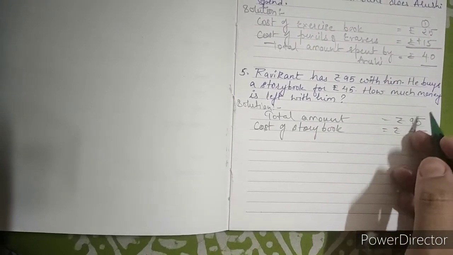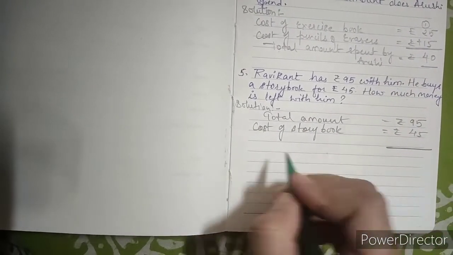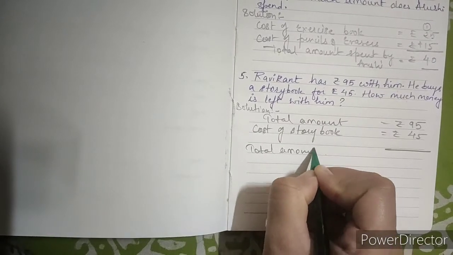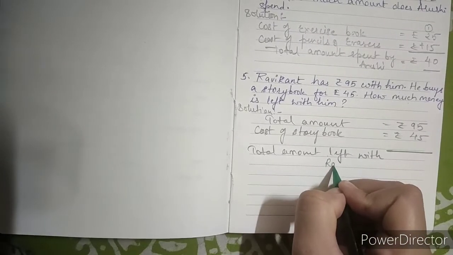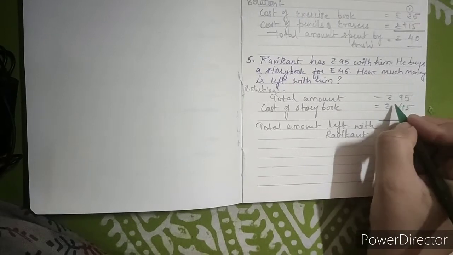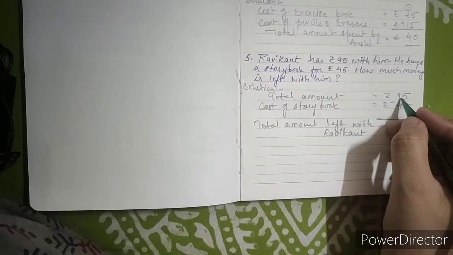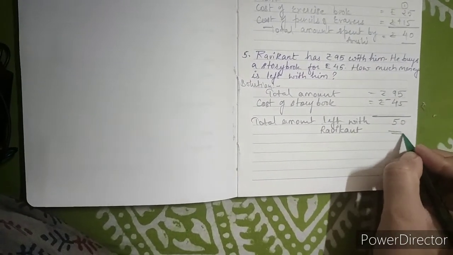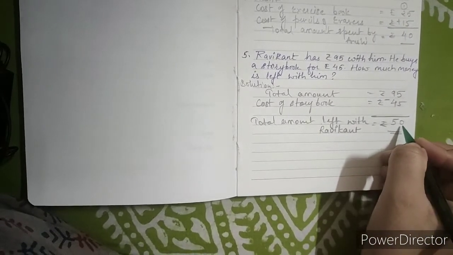Now we have to find out how much money is left. So next we will write total amount left with Ravikant. So 95 minus 45. 5 minus 5 is 0. 9 minus 4 is 5. So the total amount left with Ravikant is rupees 50.